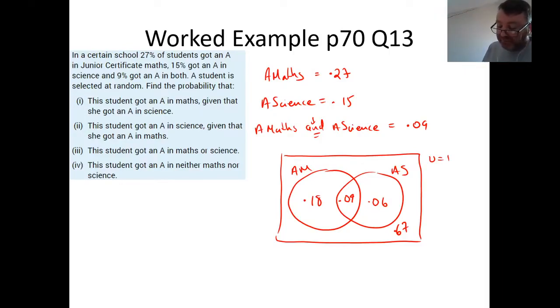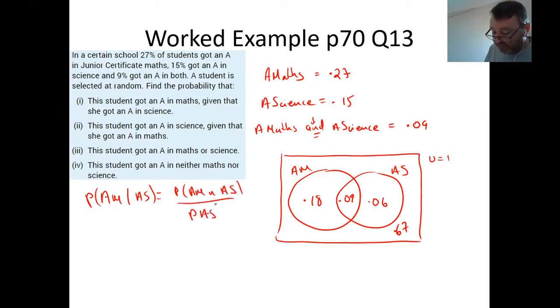Part 1. Find the probability that this student got an A in maths given that they got an A in science. That's the first one you want to work out. So what do we do there? Use the formula: the probability of A in maths intersection A in science over the probability of an A in science. So what's that? 0.09 over an A in science, 0.15. So the answer is 9 over 15, because you can bring your fraction from 0.09 over 0.15 to 9 over 15.